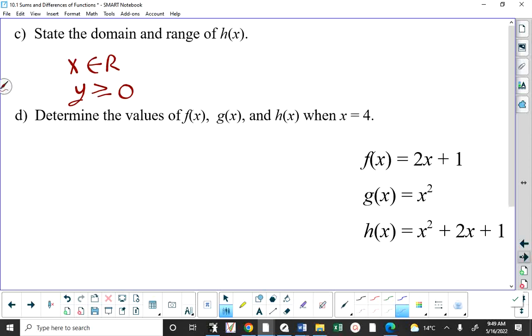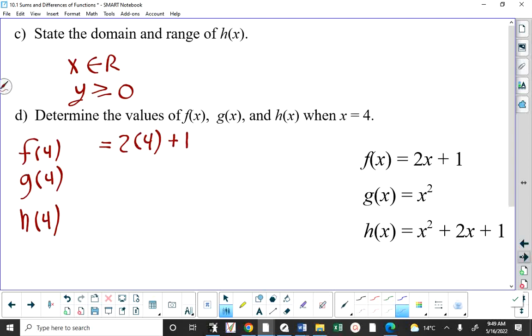Determine f of 4, g of 4, and h of 4. That's what this next question is asking you to do. So I'm actually going to show my work here. I don't think you really need to. F of 4 would be 2 times 4 plus 1. That gives me 9.